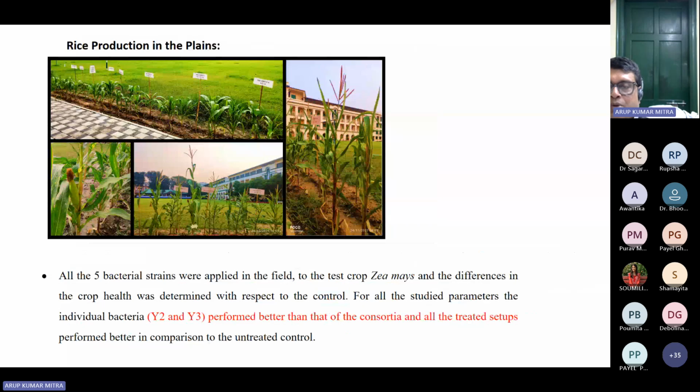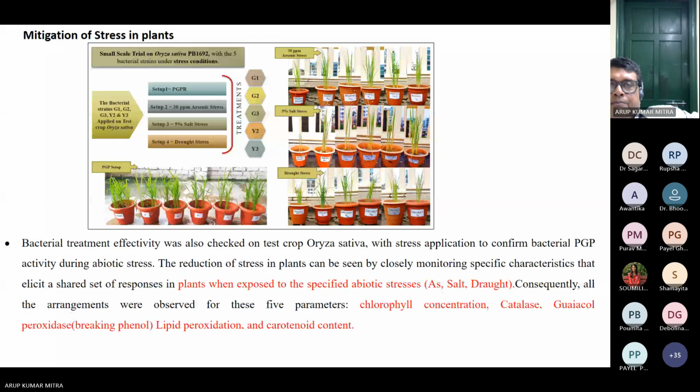Mind you, when we prepared this particular consortia, we did the interaction study so that both can be safely applied together. Then we started to use them in paddy, basically against some abiotic stresses. What type of stress? Arsenic, which is a very common stress, salt stress and drought stress.